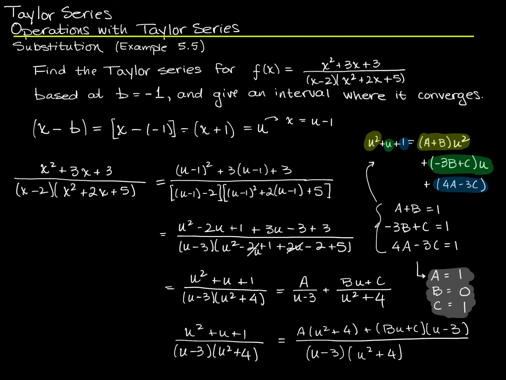So that means that I can rewrite this sum of two fractions as a, which I now know to be 1, over u minus 3, plus b is 0, so my bu term is just gone, plus c, which is 1, over u squared plus 4. This expression here, once it's simplified to this expression here, can be written as this expression here.